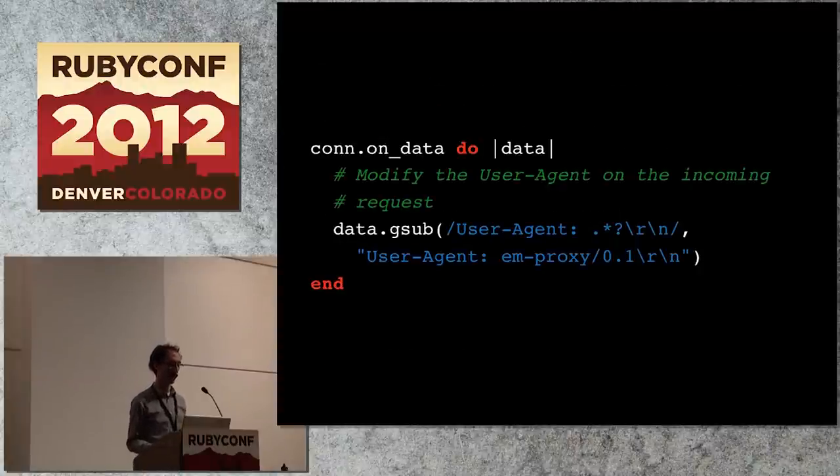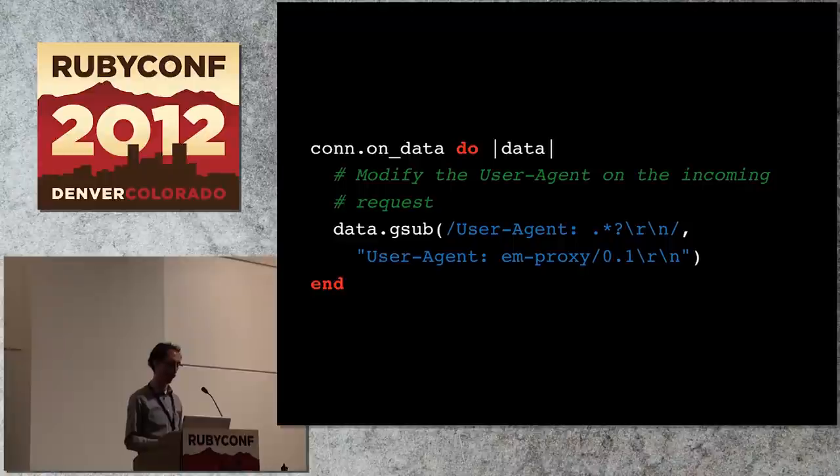As a quick example of what this might look like, this is an on-data callback where I'm modifying the user agent. The user agent comes in on the request, and I'm just doing a search and replace, replacing any existing user agent with the user agent of EM proxy. You'll note that I'm doing a search and replace, but again, you're dealing with chunks of data, at the raw HTTP level here. So you have to be a little careful, but you'll see here that I'm searching for user agent and then two new line characters. That is how the HTTP headers work. So there are some things you have to be aware of.